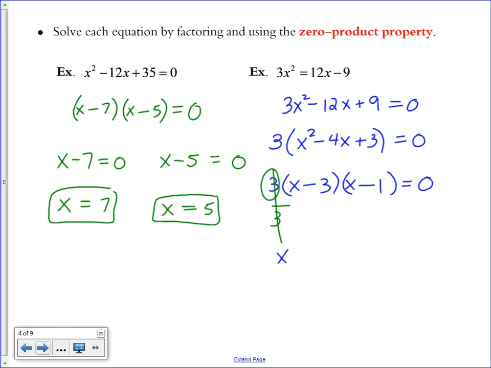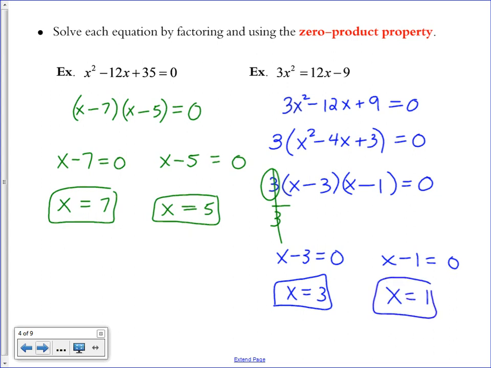So these are the factors that we have to solve, the factors with x in them, and this one would equal 3, and this one would equal 1. So if you ever factor out just a constant, a number, it doesn't lead you to one of the solutions. You can just ignore it.